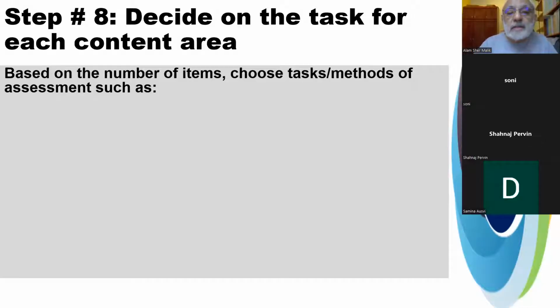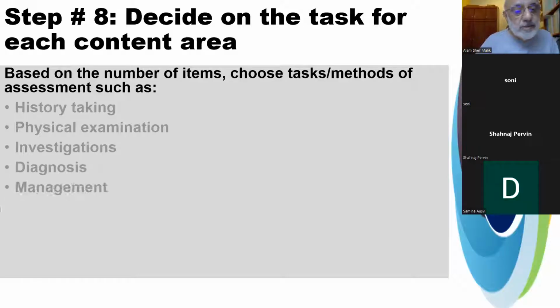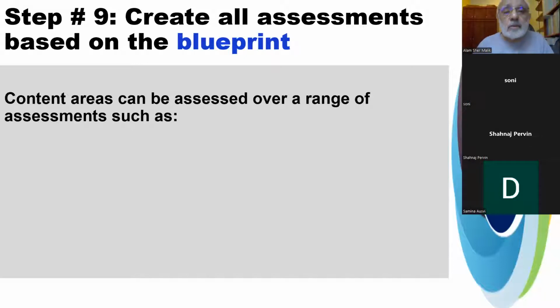Step 8, decide on the task for each content area. Based on the number of items, choose tasks or methods of assessment, such as which part would be assessed during history taking, which component in physical examination, investigations, diagnosis, management, prevention, complications, pathogenesis, etc. And the basic sciences. And the last step would be create all assessments based on the blueprint.